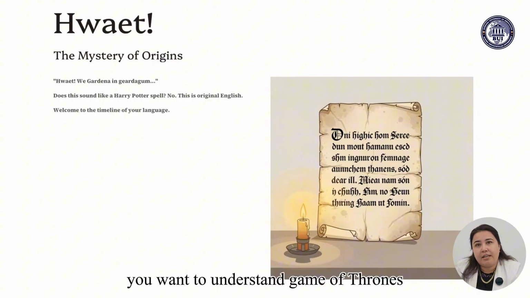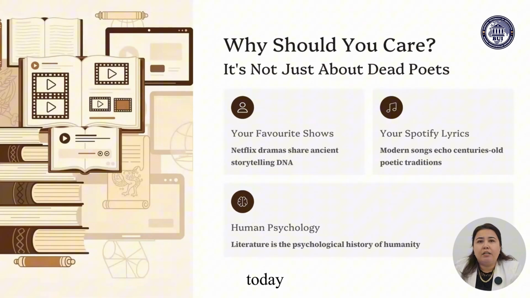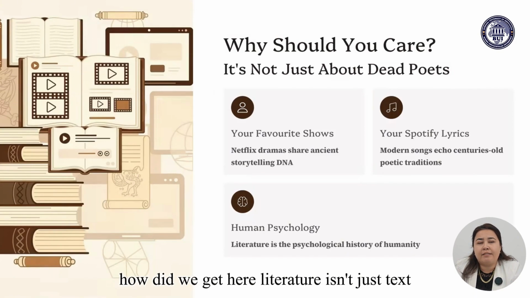You want to understand Game of Thrones? You need the Anglo-Saxons. You want to write a bestseller? You must know the patterns of the past. Today, we crack the code of periodization. How did we get here?